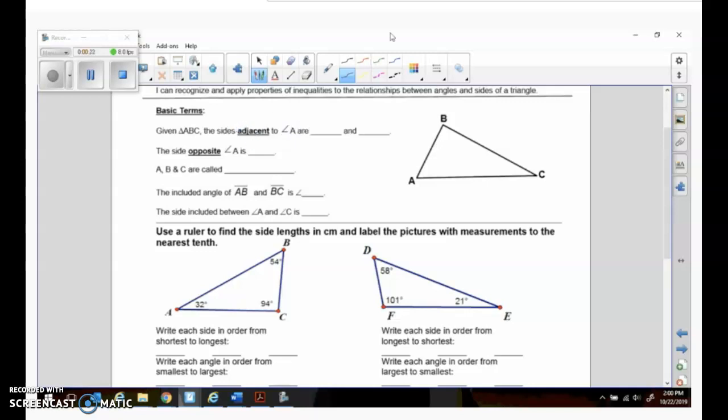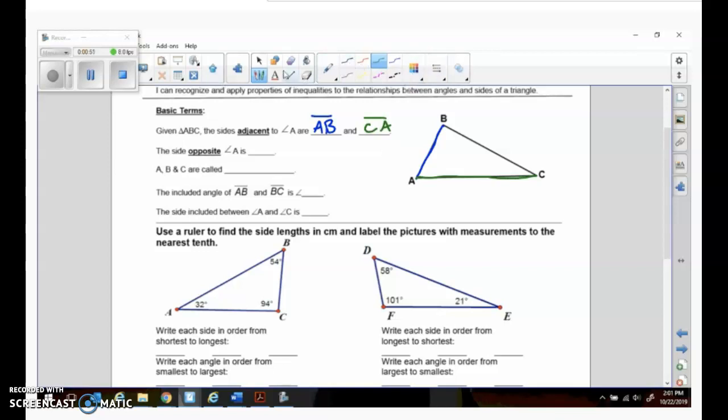So, we've got this triangle ABC, and we're looking at angle A. When we say the sides that are adjacent to angle A, we mean the sides that include the point A. So that's AB, and then the other one would be AC. And again, you can say it as AC or as CA. So I'll write it as CA just so you know that point A doesn't always have to go first.